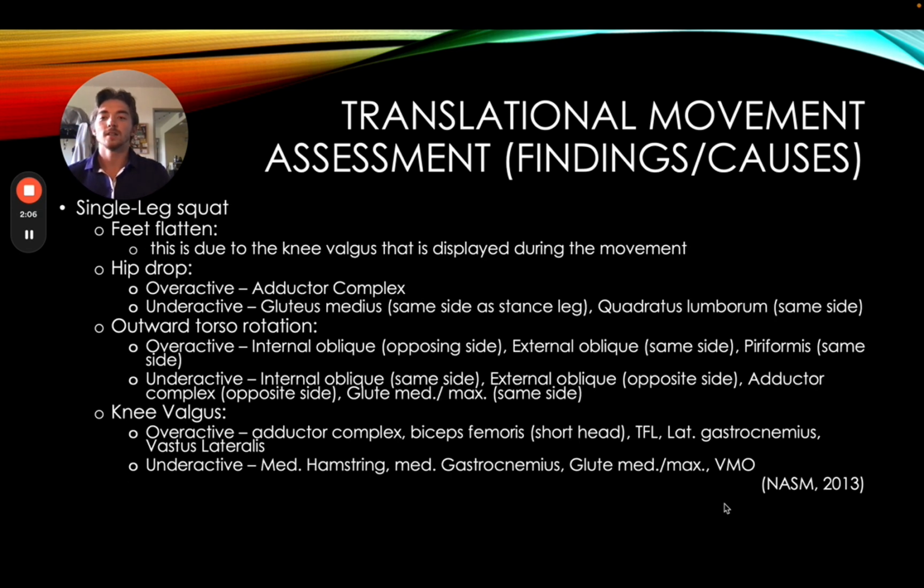To the next slide, single leg squat. Back to the hip drop, you'll see the adductors are going to be probably overactive, and the glutes are going to be underactive, and the quadratus lumborum is going to be underactive as well. Again, you can read through here as well. Very similar muscles are going to be underactive and overactive when it comes to knee valgus and feet flattening. These are two abnormalities that are different from each assessment.